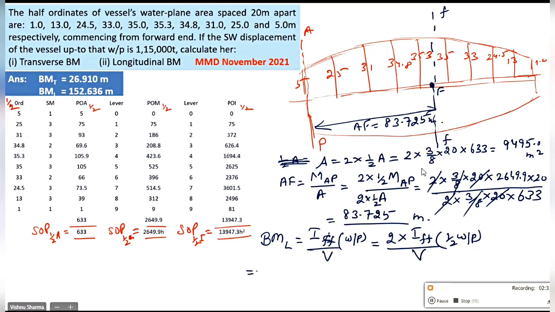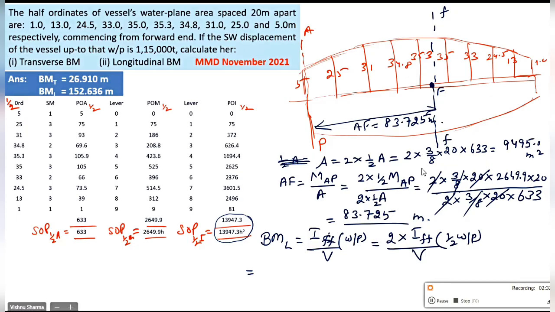Guys, tell me one thing. Look at this IFF. What is my table going to give me? The table is going to give me the moment of inertia about FF or some other axis. Where have I taken the levers from? Aft perpendicular. So this will give you the inertia about aft perpendicular. And is aft perpendicular parallel to FF? Yes. So by the theorem of parallel axis, I can bring the moment of inertia to FF. I'm cautioning you.